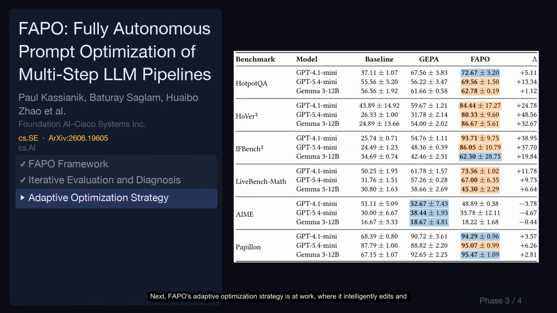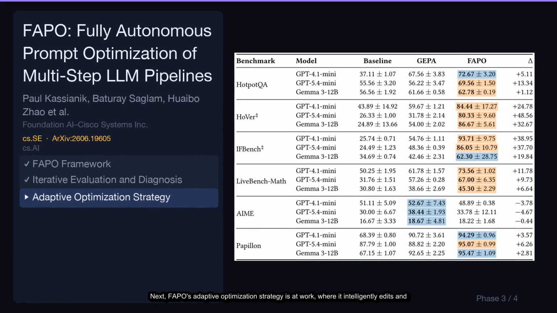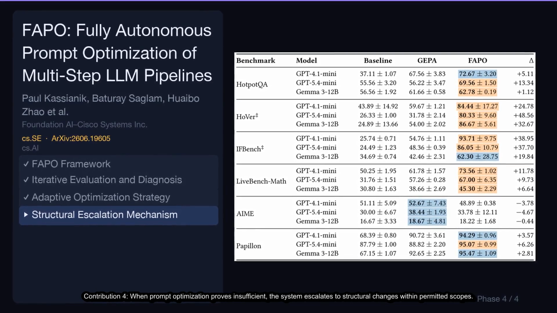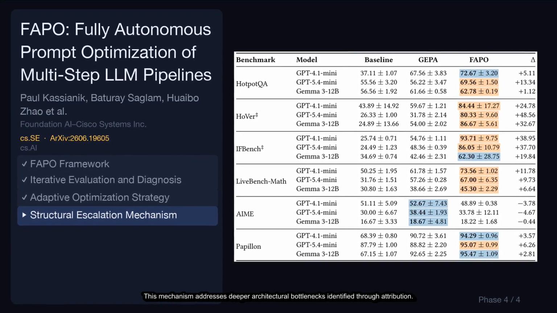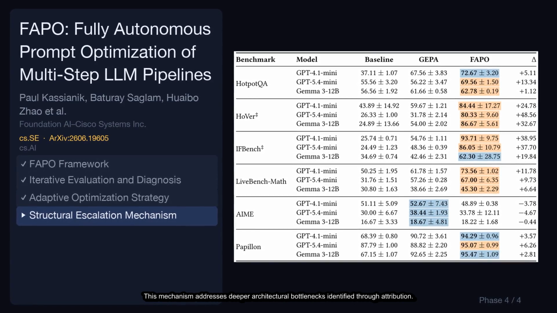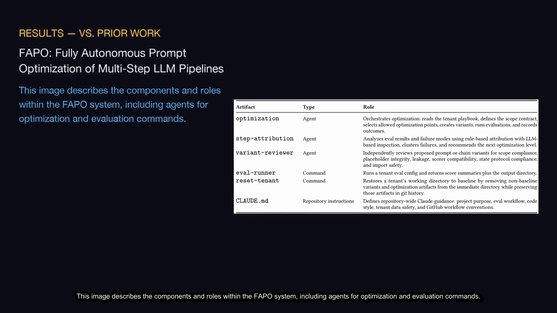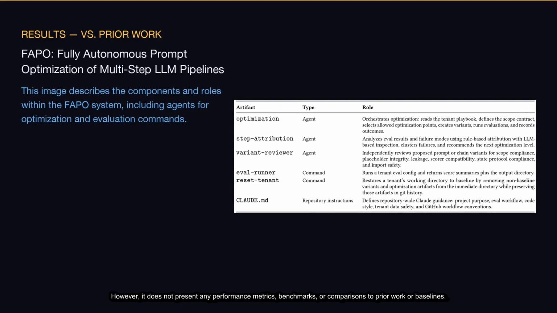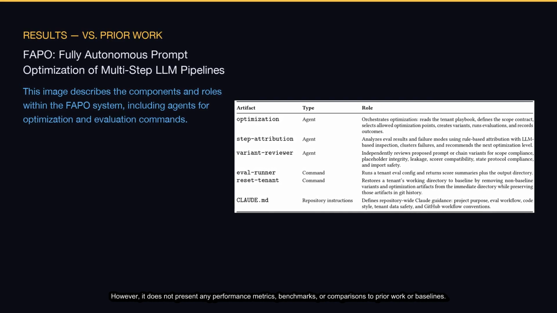Next, FAPO's adaptive optimization strategy is at work, where it intelligently edits prompts. When prompt optimization proves insufficient, the system escalates to structural changes within permitted scopes. This mechanism addresses deeper architectural bottlenecks identified through attribution. This image describes the components and roles within the FAPO system, including agents for optimization and evaluation commands. However, it does not present any performance metrics, benchmarks, or comparisons to prior work or baselines.